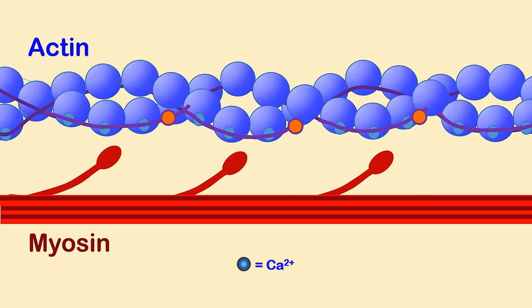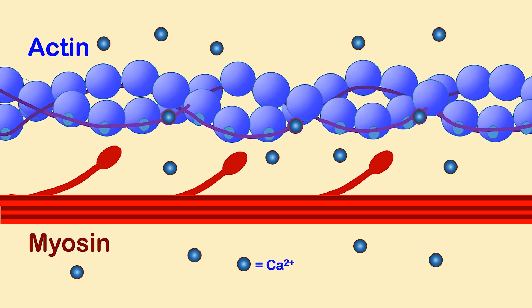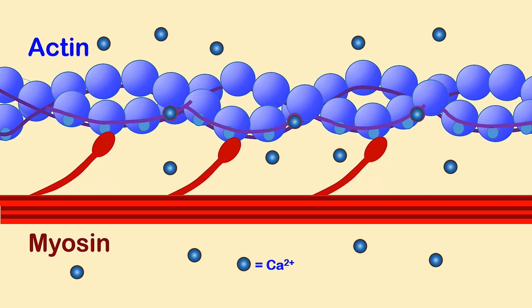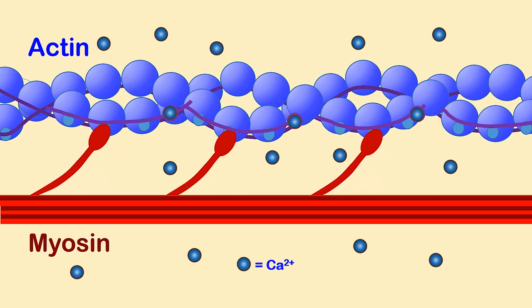However, this will change when calcium is present. When calcium is present, the calcium will cause the tropomyosin to shift out of the way, allowing myosin cross bridges to then bind to the actin.